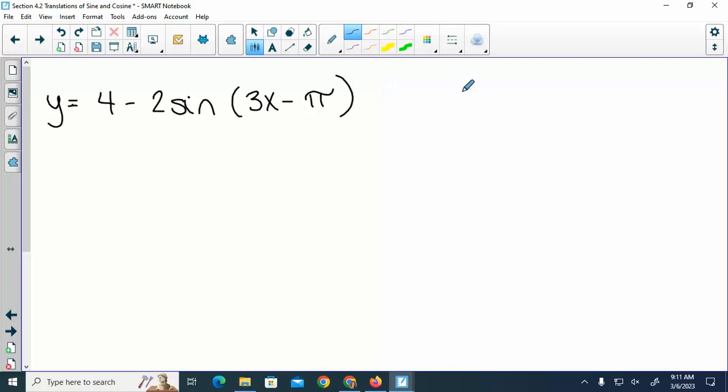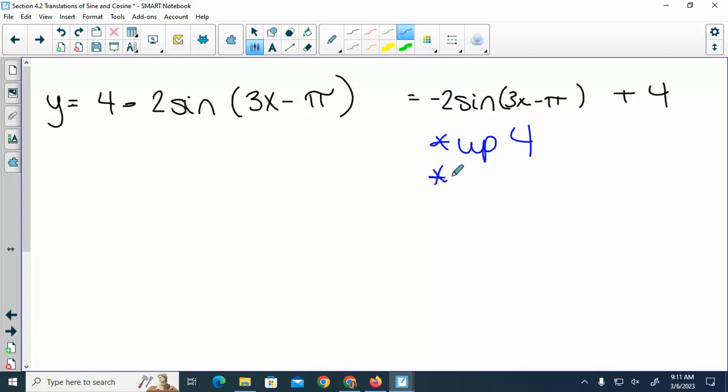This one is written a little bit differently, but keep in mind, if I have 4 minus that, isn't that the same as if I wrote -2 sine of 3x minus pi with a +4 on the end? So what's this 4 going to do? And we have a negative in front. What's that do? Amplitude. Remember, amplitude is the coefficient, but it's always positive. So this would be an amplitude of 2.